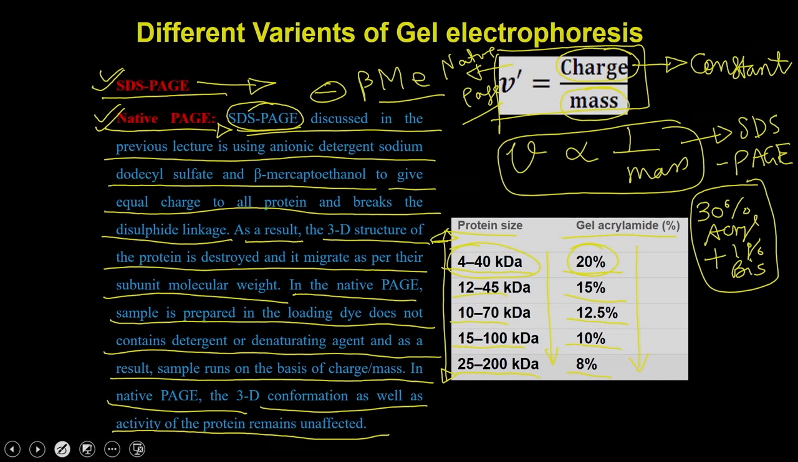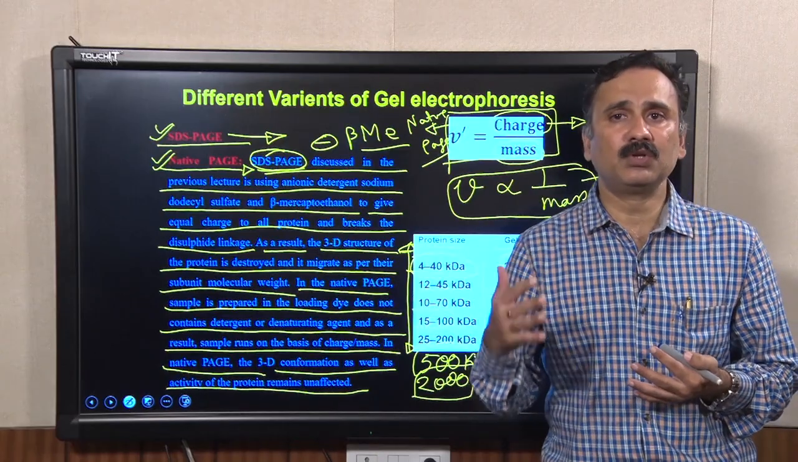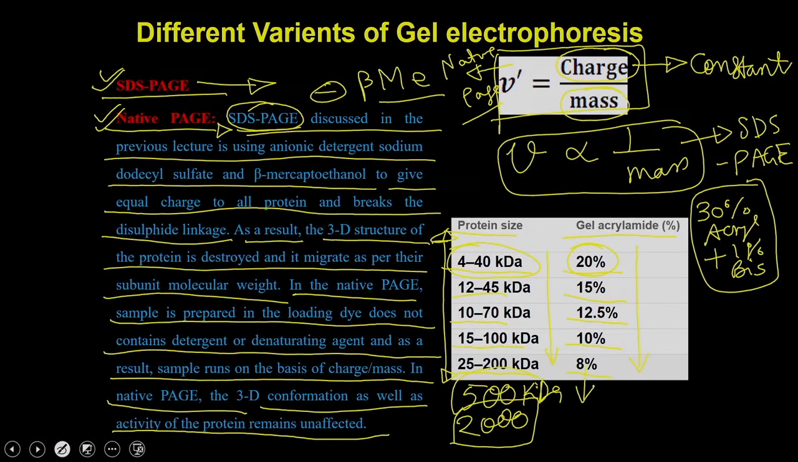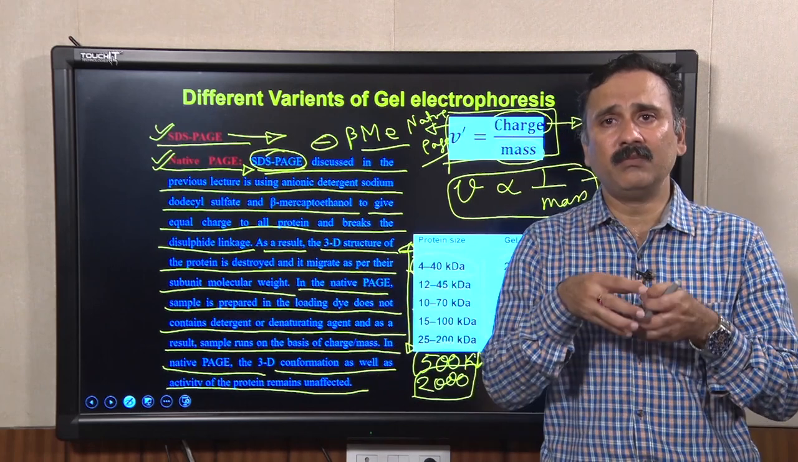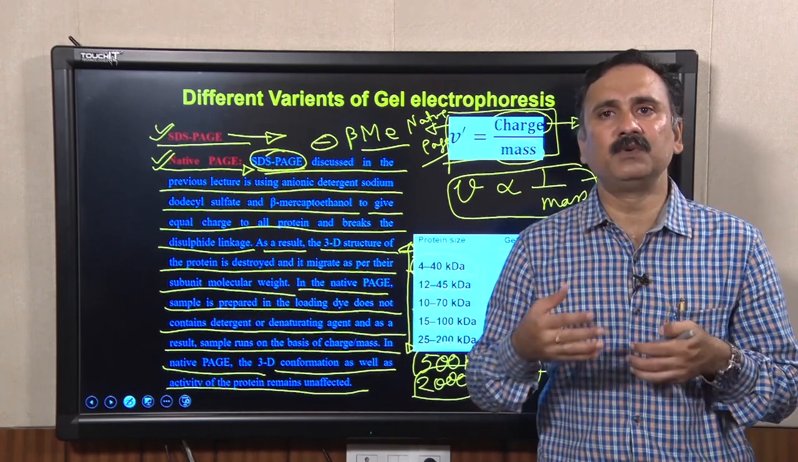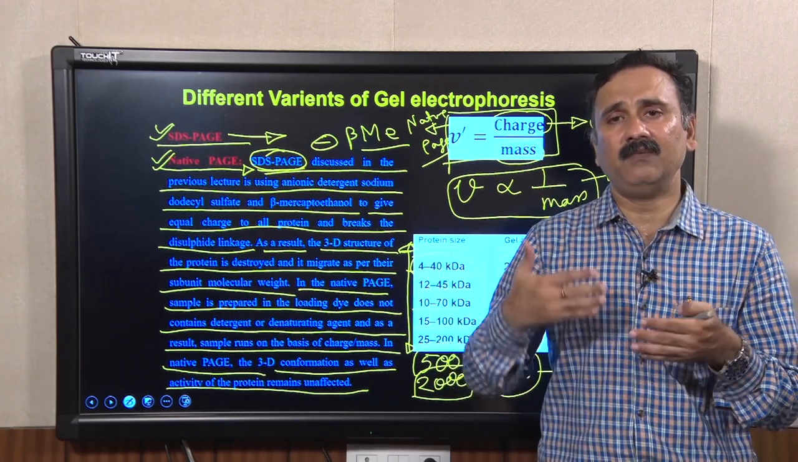But the problem comes when you have to resolve a protein of 500 kDa, for example, or even a 2000 kDa protein. If you have such large proteins, or multimeric protein complexes, how are you going to resolve that? Because if you drop this concentration to, suppose, 5%, or even 3%, this lower concentration of acrylamide is so low that it will not give you a gel-like structure. It is not enough to give you a gel which can be manipulated in a simple way.